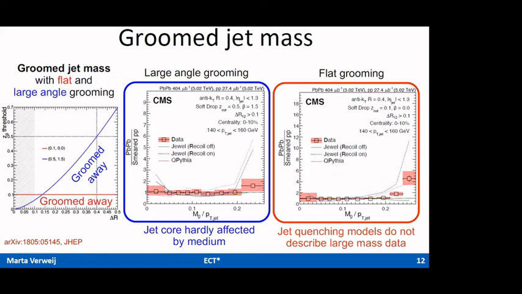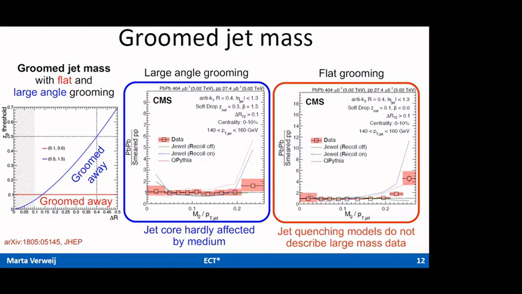Okay, then the other measurement, which Yi actually worked on a lot, is the groomed jet mass. In this case, different areas of phase space were investigated. There was a flat grooming, the red line, where you groom away everything below some momentum sharing threshold, but also this blue line where you groom a lot more and really focus on the core of the jet. Yeah, so you groom away all large angle radiation, basically. At very large R, you groom everything, but for small R, you actually allow soft splits to come in.